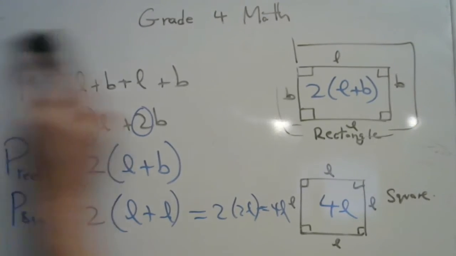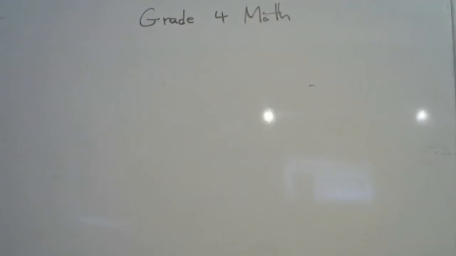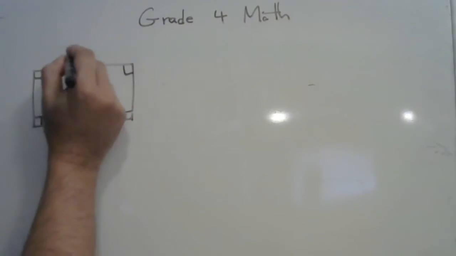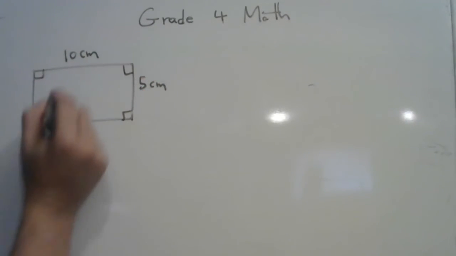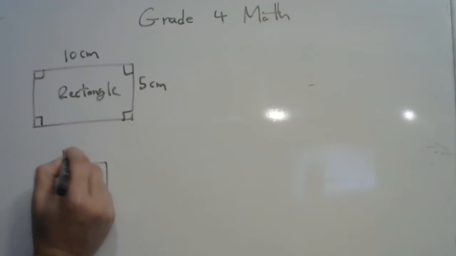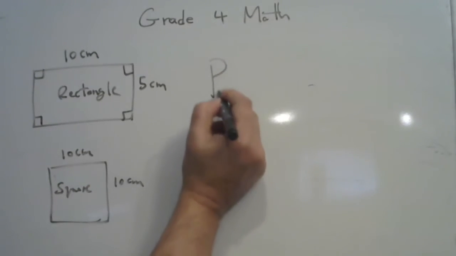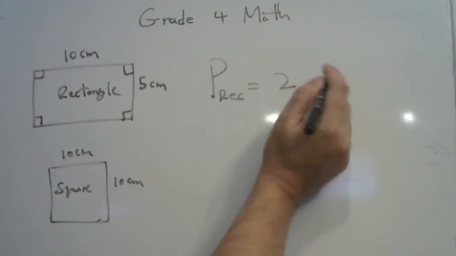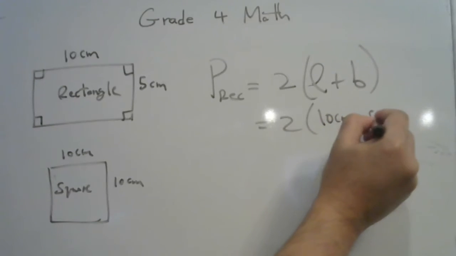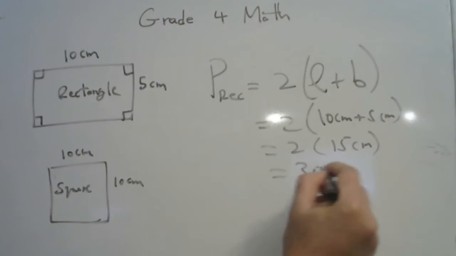Right? Let's put it. So rectangle, 10 cm, 5 cm. This is a rectangle. And square, let's say this is 10 cm, 10 cm square. The perimeter of the rectangle will be 2 into L plus B equal 2 into 10 cm plus 5 cm equal 2 into 15 cm equal 30 cm.